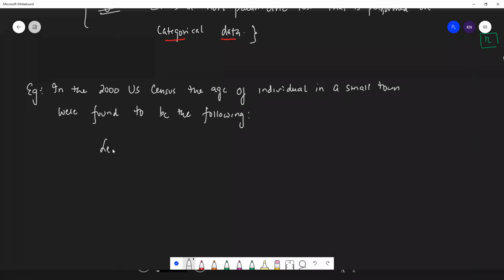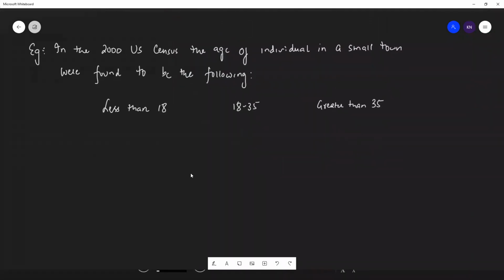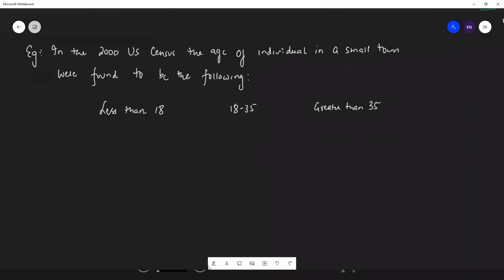So this is the table that you have. Less than 18, 18 to 35, greater than 35. See, these are your category features. And these had like 20%, 30%, and 50%. Clear, guys?